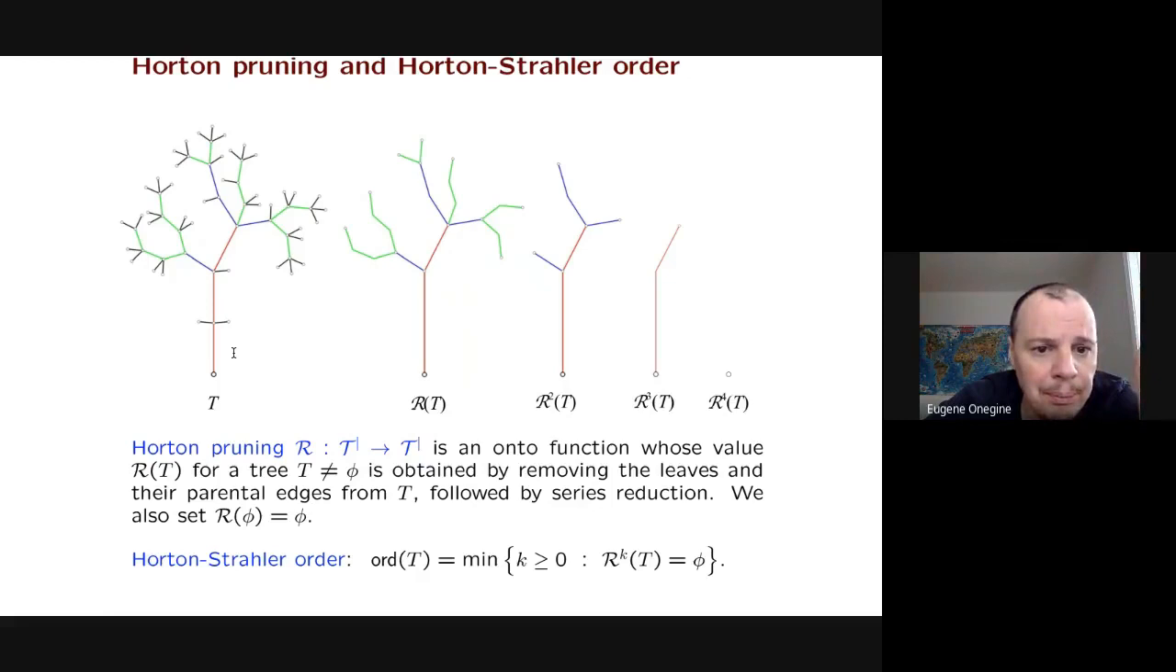So leaves colored black are Horton order one, segments of the tree, or Horton-Strahler order one. Then the green branches are order two, segments of the tree, blue is order 3, and finally red is order 4.